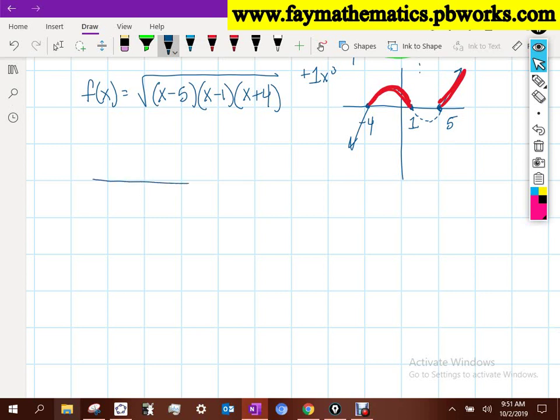You create your number line. We put our zeros on it, negative 4, positive 1, positive 5. You come down to the side. Okay, remember we were looking for this amount to be greater than or equal to 0. So we come to the side, we write those factors down. X minus 5, x minus 1, x plus 4. And then I need a total line, total row.